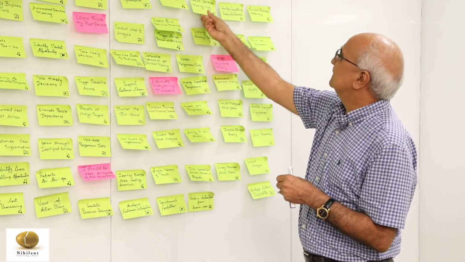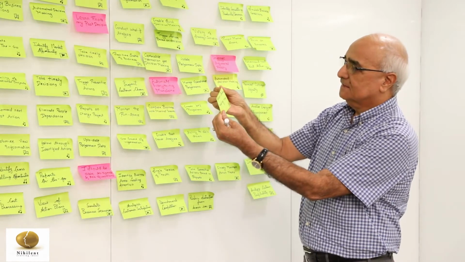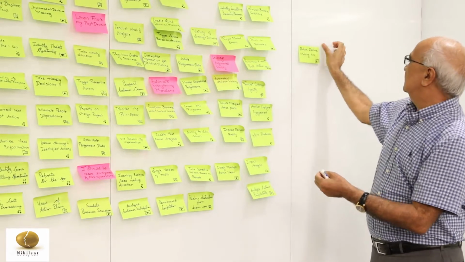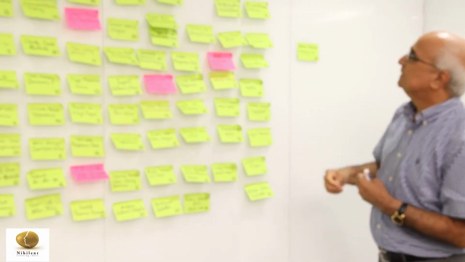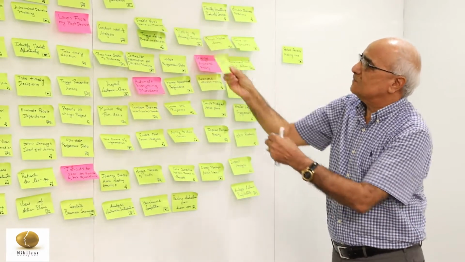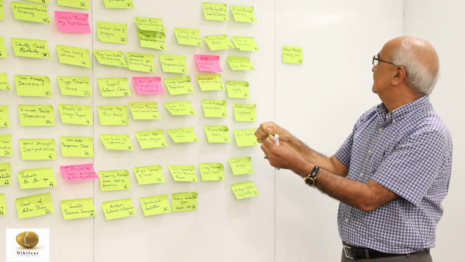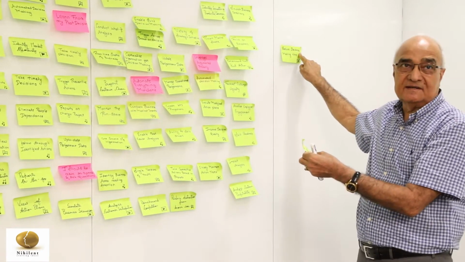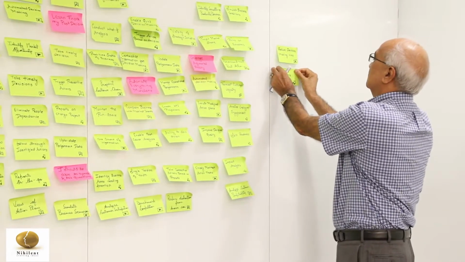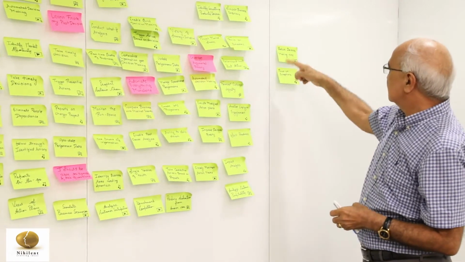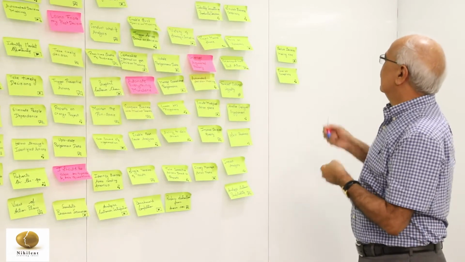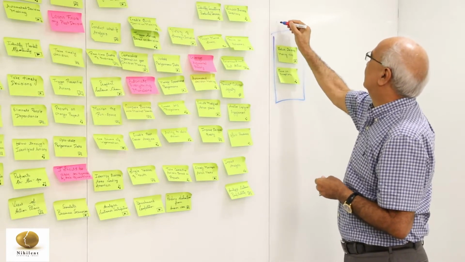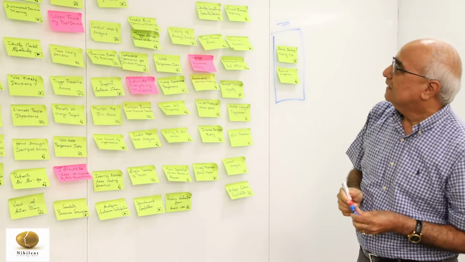So let me take "reduce decision making time" as a slip and paste it here, because this is the first group, right? I look at the next one. It says "focus on exceptions." Now, focus on exceptions essentially will reduce decision making time, and therefore they belong to the same group. So we now have, in this particular title, if I may call it, two slips, and I can give it a title as well, something which we'll think of.